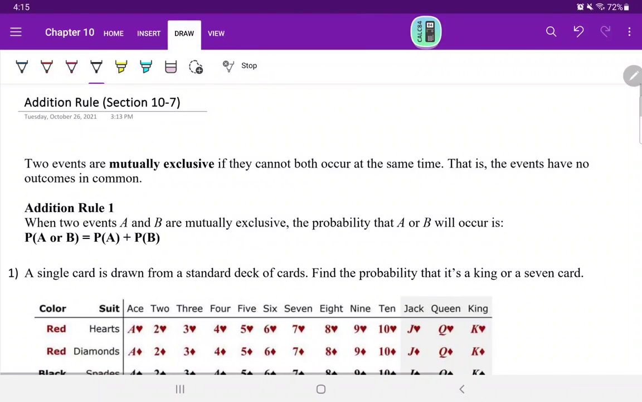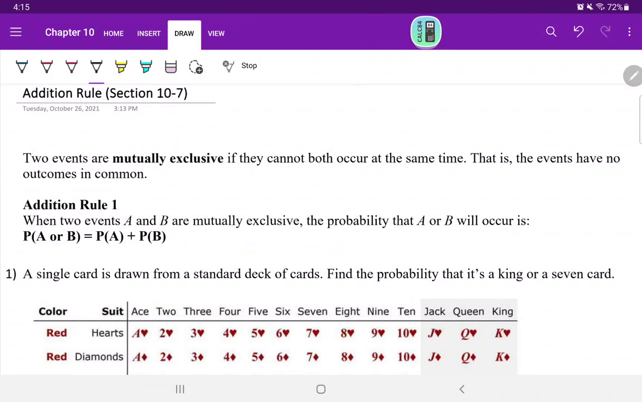Guys, welcome to Chapter 10, Section 7, which is the addition rule of probability. There are two addition rules, addition rule number 1 and addition rule number 2. The difference between the addition rules is whether the events are mutually exclusive or not mutually exclusive.